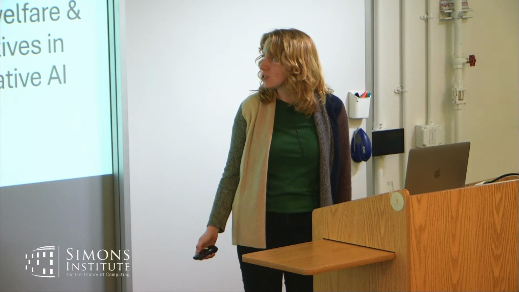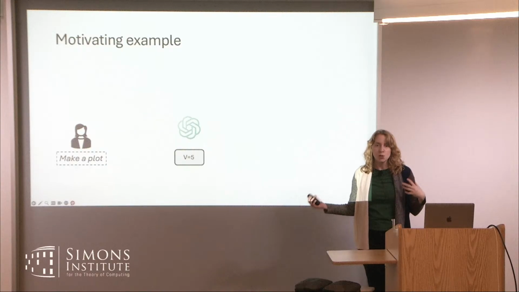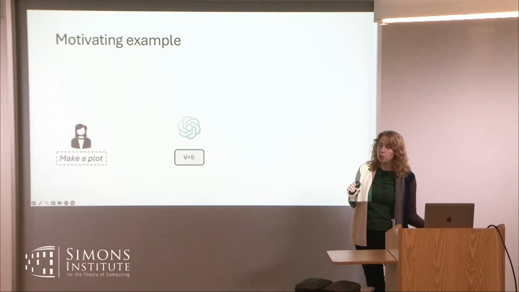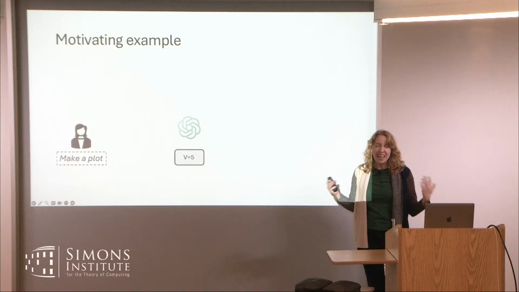So I'm going to start out with a motivating example. Suppose hypothetically that you're a user and you have some task that you want help with. Let's say that this task is making a plot. And you can do this yourself, but you want to see if a model could help you. So you pull open a model and it gives you a response that is some value. So for right now, let's assume values are between 0 and 10. A value of 5 is helpful but not perfect. And so you're like, can we do better than this?